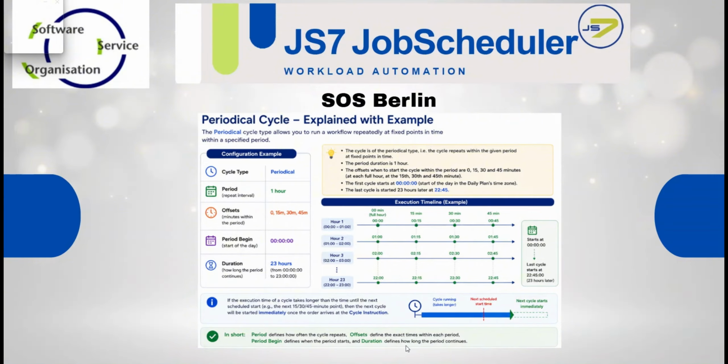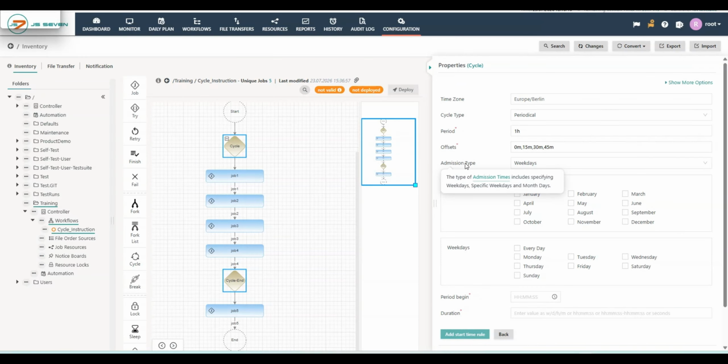If an order reaches the cycle instruction after one of these start times has already passed, it waits until the next configured cycle. If the execution of one cycle takes longer than expected, the next cycle starts immediately when the order reaches the cycle instruction.